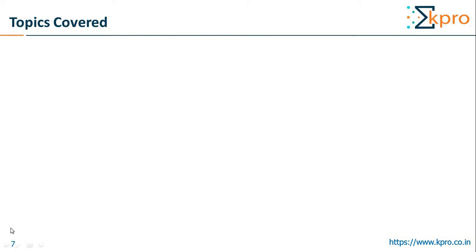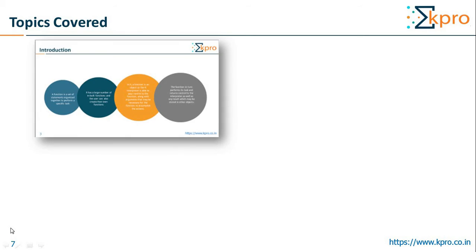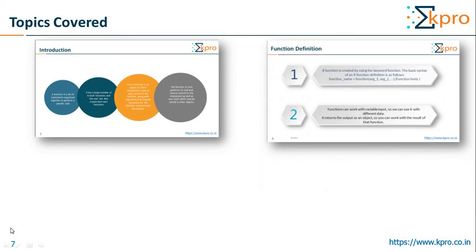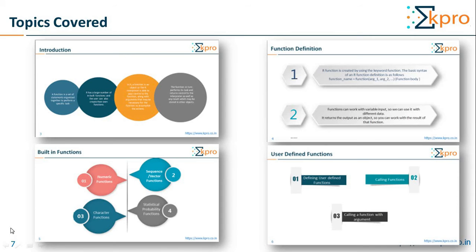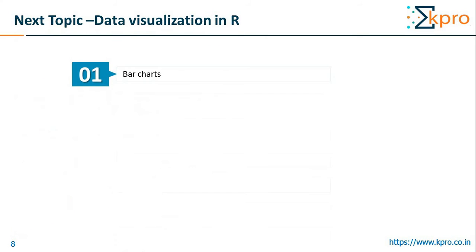Now let us have a quick look at the topics which we have covered in today's session. So we have started with the definition of the function. Then we have learned the syntax available for creating a function and the meaning of the different arguments it takes. Then we have learned different built-in functions available in R, and finally we have created a user-defined function and learned how to call it. So that's all for today's session.